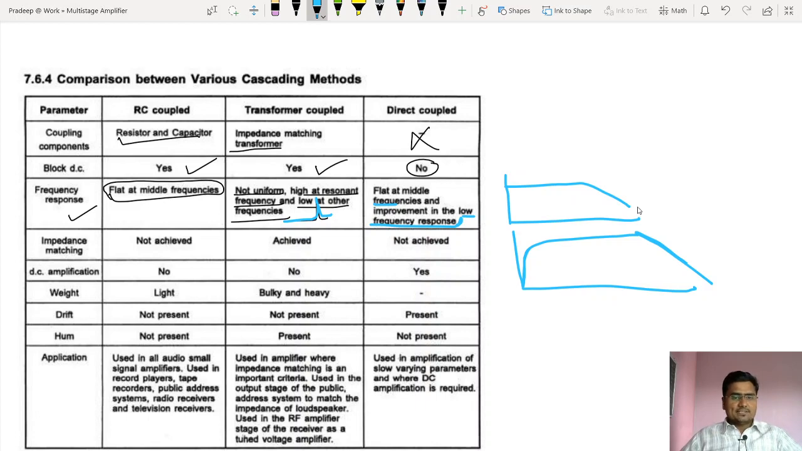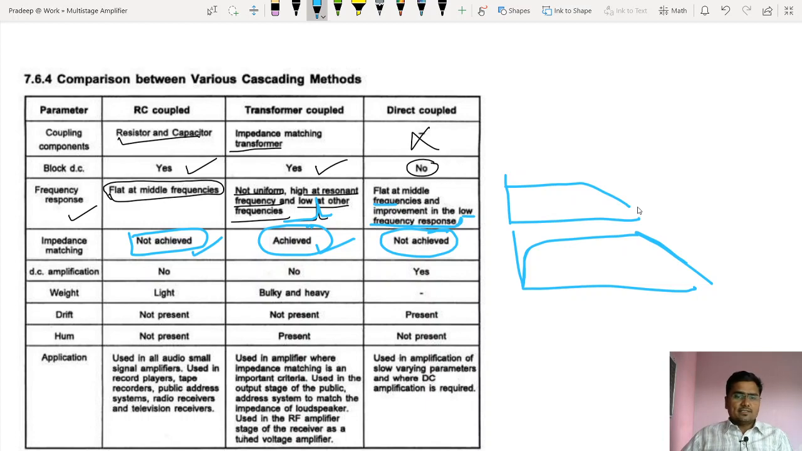Then impedance matching, obviously it is not possible in RC coupled amplifier, but it is 100% possible in case of transformer coupled amplifier. Transformers are meant for that. Transformers are basically used to match the impedance. You will come to know about this when we start power amplifiers. Is it? So impedance matching is not done here. Here it is 100% done or can be achieved. Here obviously it is not possible because there is no impedance matching device at all.